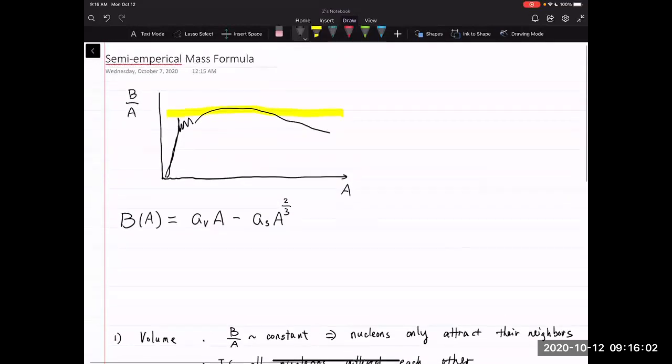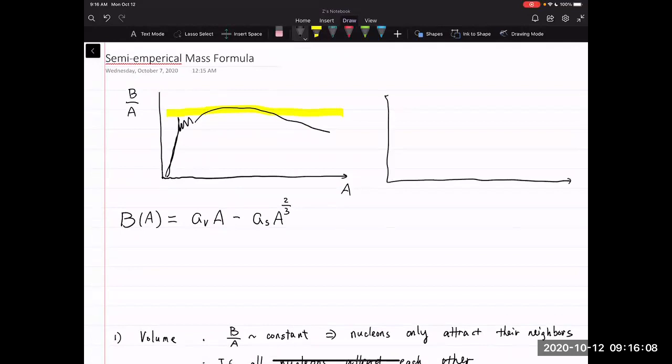Now, if I draw another figure here on the right-hand side, B over A, the first term will give us B over A is a constant. Okay, so this is the volume term. Then we need to subtract this A to the 2/3 power term. Then what we end up getting will be something like this.